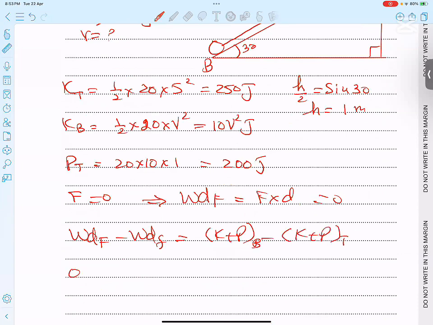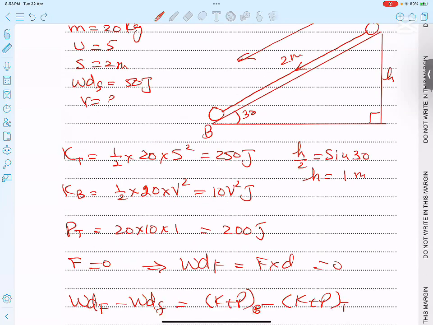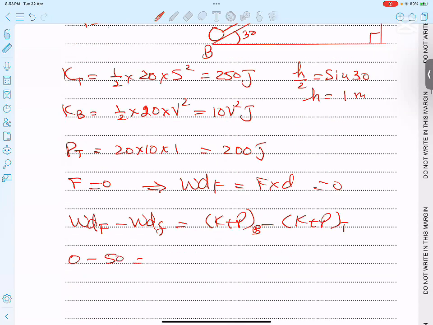So this is 0 and this, we know, is given already as 50 joules. I'm going to copy 50. Kinetic energy at B, at the bottom, is 10 v to the power 2. And potential energy at the bottom, because I consider 0 height, I got 0. Kinetic energy on top, I got 250. And negative potential energy, I got 200 joules.